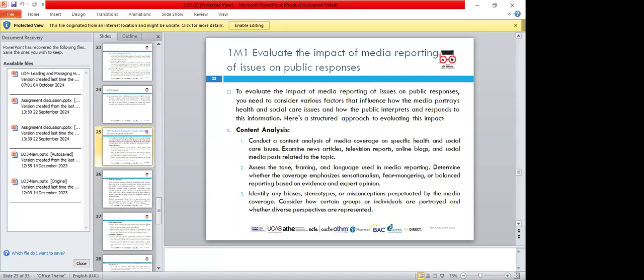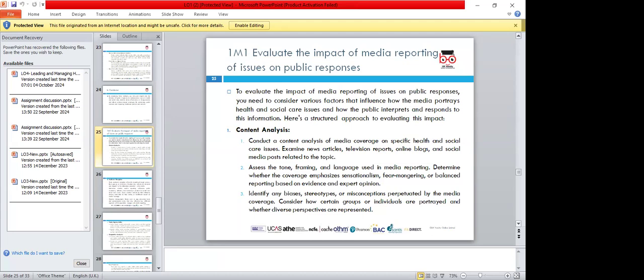So you need to look at the context of the information that is out there. You need to examine them, whether it's a TV report or online blogs, to see whether it may be about abuse or safeguarding. You need to examine and ensure that you do what we call content analysis. It assesses the tone, the framing, and the language that was used. Was this very harsh? Was it very rude?